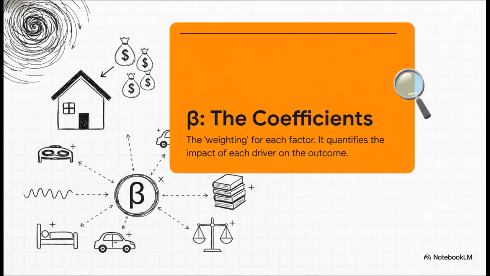Now, this is absolutely critical. The beta coefficients are kind of the secret sauce here. Each x variable gets its own beta, and it basically acts as a weighting factor.